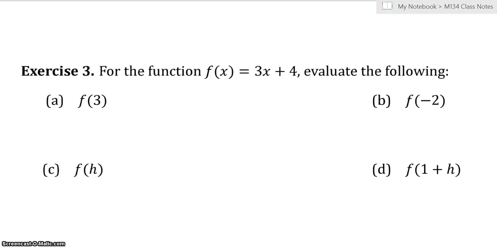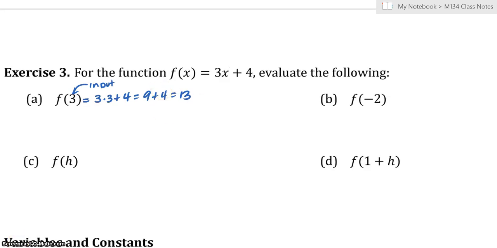Okay, here's the answers. Let's do the first one together. It should be 3 times 3. Plugging in, this is the input, and the input is the x. So 9 plus 4, 13. What is f of negative 2? If you got this correct, then move on. If you didn't, pause again just to retry f of negative 2. Okay, the answer is negative 2. Plugging in negative 2 for the x, you would multiply negative 6 plus 4, which is negative 2.